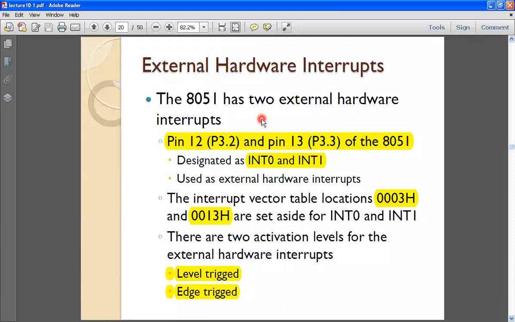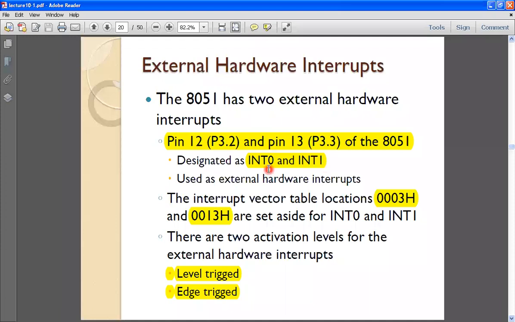Now, one more interrupt is the external hardware interrupt. There are two external hardware interrupts, that is INT0 and INT1, with other names EX0 and EX1.